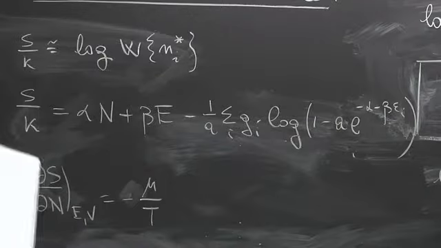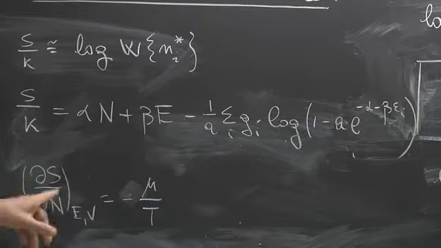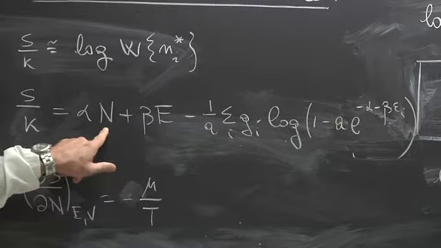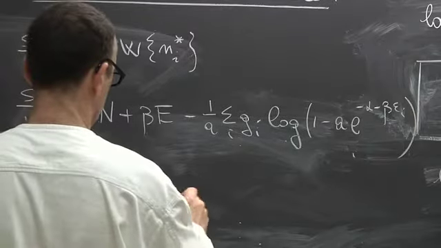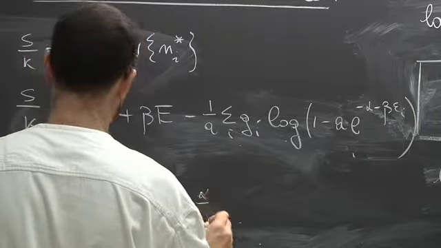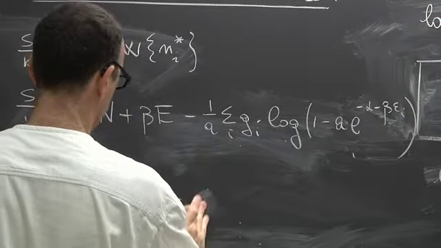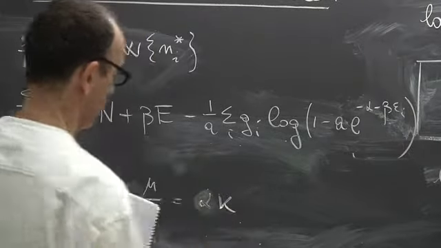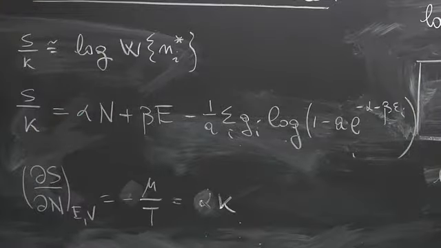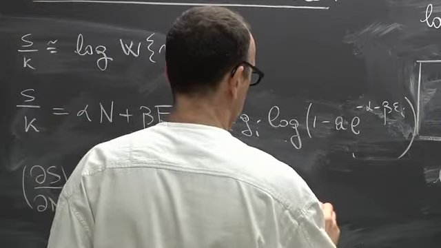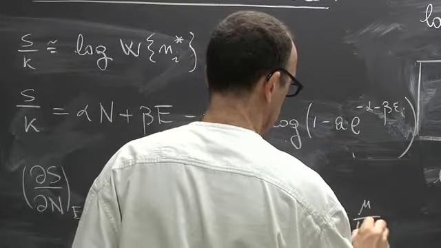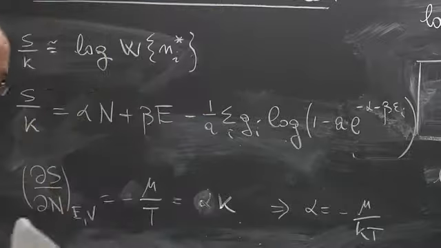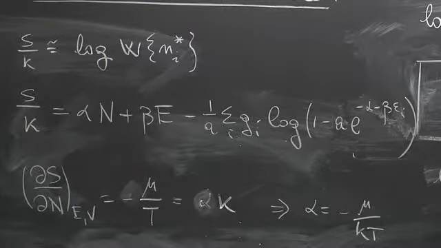And so if you do this derivative here, then the number of particles enters here, so this is just equal to alpha divided by alpha times k. Okay? So this tells you that alpha is minus mu divided by kT. Okay, it's related to the chemical potential.